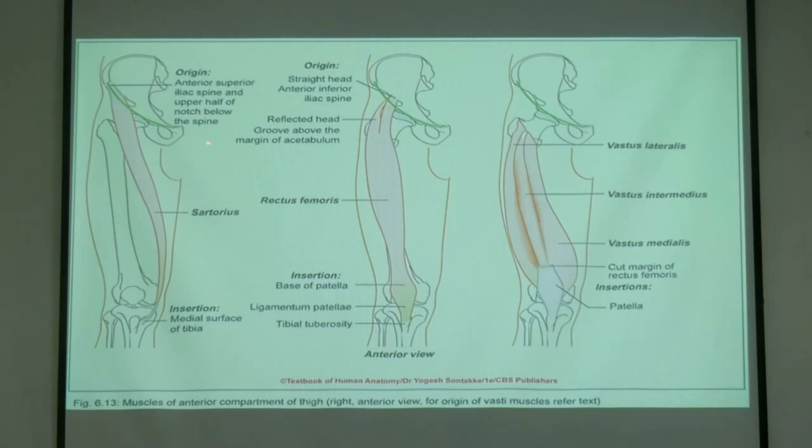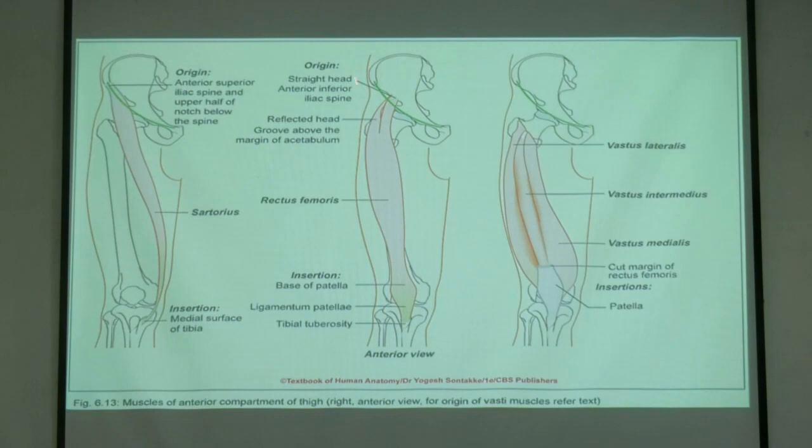First you see sartorius. This is the sartorius muscle, the longest muscle in our body. See carefully the pictures; from the picture you can remember the origin and insertion. Origin of sartorius is from the anterior superior iliac spine and the upper half of the notch below this anterior superior iliac spine, and insertion into the medial surface of the tibia in the upper part.